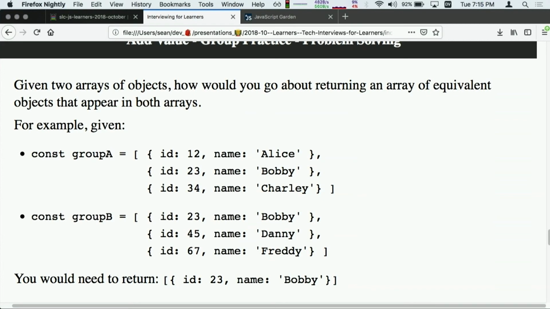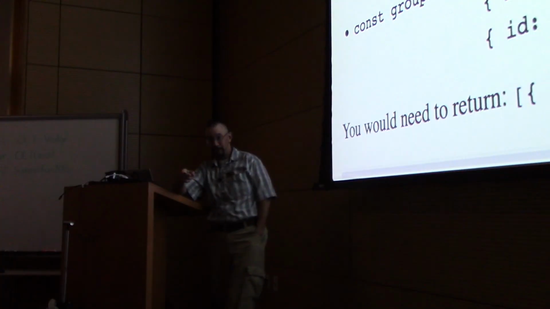I'm assuming I would do group A dot filter parentheses, and then you could say group A item, use the arrow syntax, and that's going to sort through each one. Then what I'm going to do with that is, I think it's like group B dot includes or something like that to see if it's in there. Yeah, if I had a code editor, I could do it. Okay. Thank you for giving it a whirl.